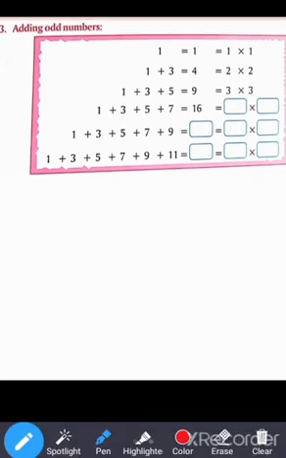So the question is in front of you: 1, 1 and 3, 1, 3, 5, 1, 3, 5, 7. So the consecutive odd numbers are given and we have to understand how we are going to add them. For example, if 1, we know the addition of 1 will be 1, but you have to understand 1 into 1 is equal to 1.